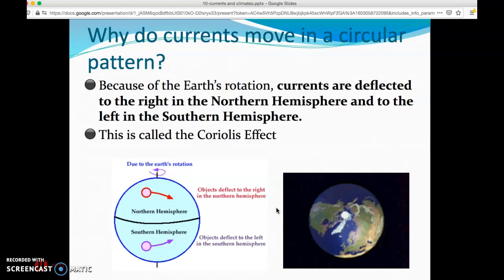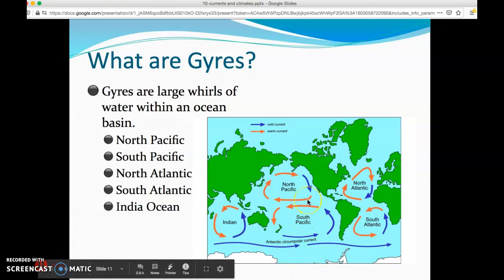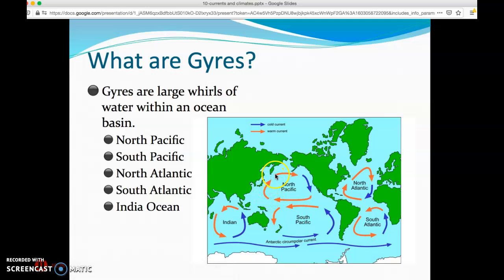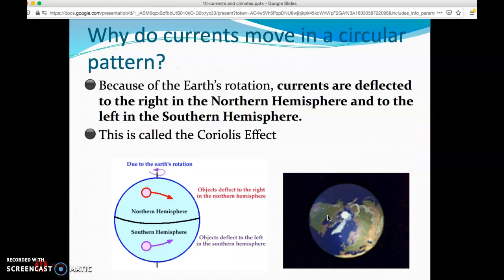Why do currents move in a circular pattern? This is because of the Earth's rotation. Currents are deflected to the right in the northern hemisphere and to the left in the southern hemisphere from the Coriolis effect, if you see right here. The same thing happens when you get on a tilt-a-whirl. It's just the way that things are moved. They don't necessarily go in a straight line. They are deflected a little bit, either to the right or to the left, depending on what hemisphere you're in.